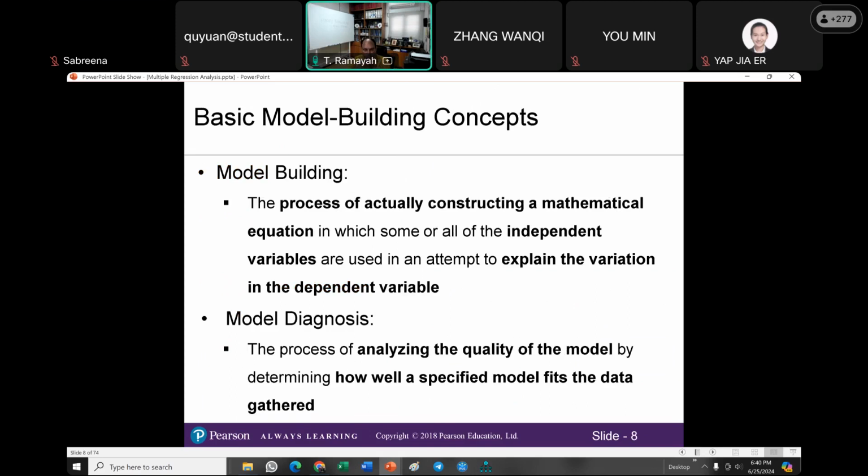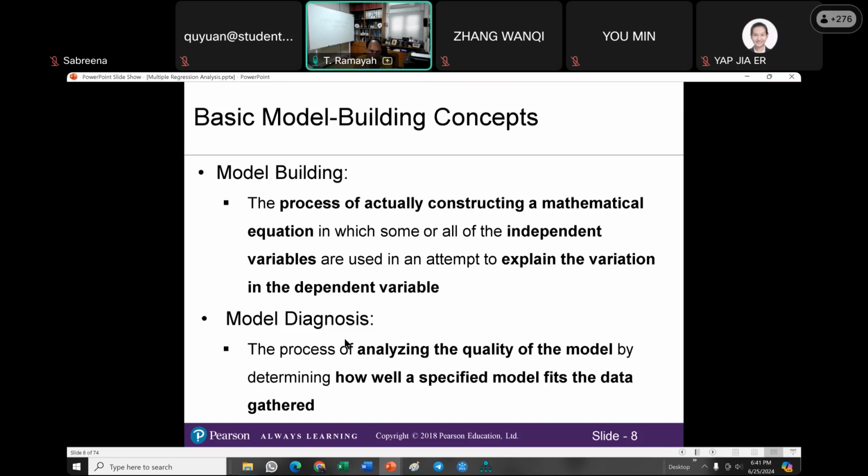Model building and model diagnosis are interrelated. Model building is where you determine which will be the independent variables and which will be the dependent variable. For regression analysis, unfortunately, currently we can only model one dependent variable at a time. One dependent variable with multiple independent variables, we call multiple regression. One independent variable and one dependent variable is called simple linear regression.